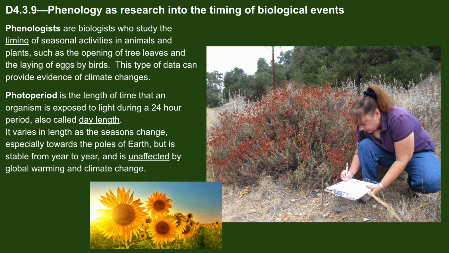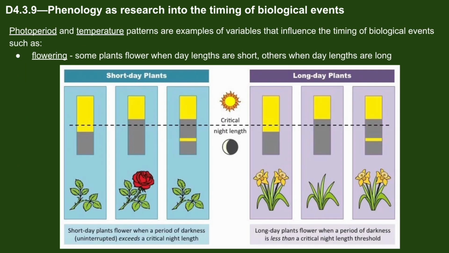Okay, phenology is research into the timing of biological events. Note that a photoperiod is a length of time an organism is exposed to light during a 24-hour period, also called day length. We know it varies by seasons. But photoperiod isn't going to change. The planet's still spinning at the same speed. So we're going to see that photoperiod doesn't change, but temperature patterns are changing due to human-caused climate change. And so we're going to look at how these two can sometimes now misalign. Okay, and phenologists are studying this.